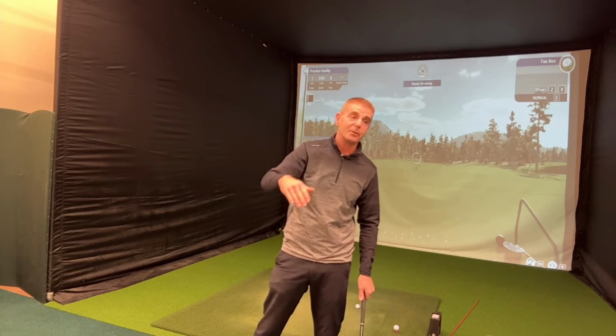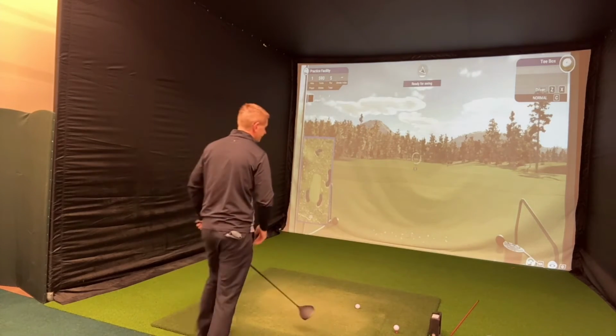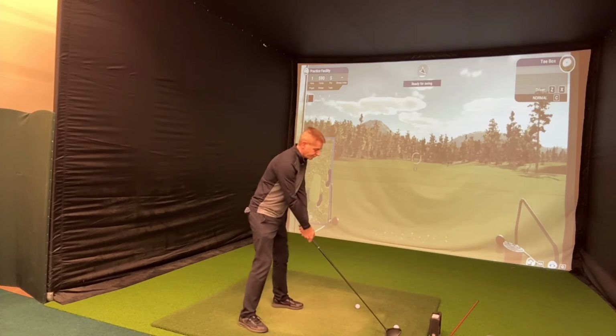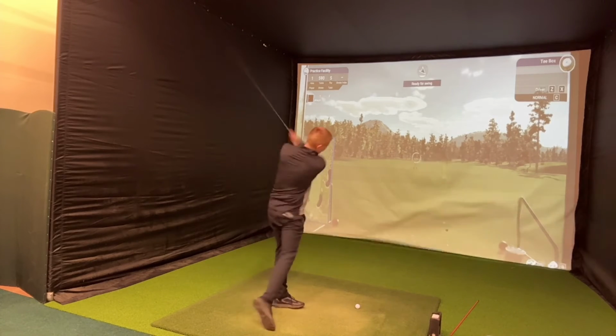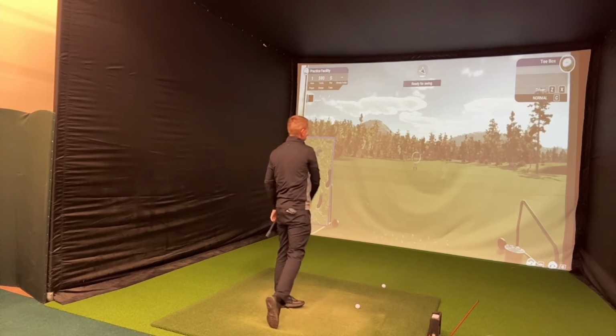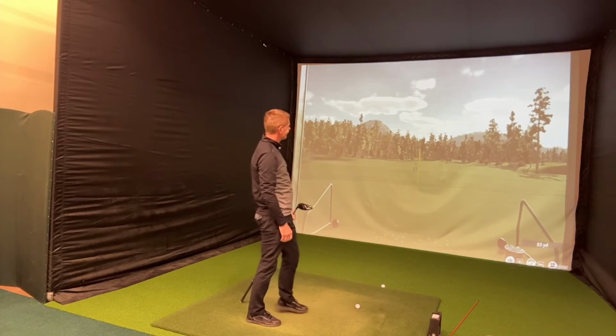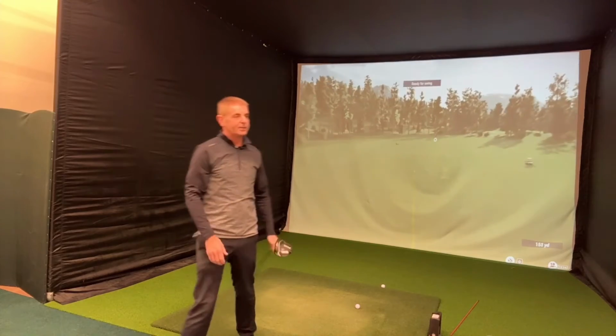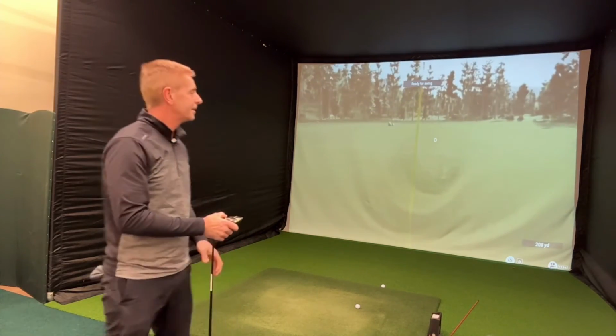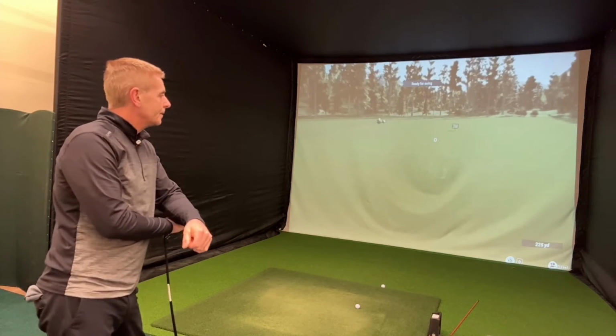I'm going to make this one go low because I'm not going to transfer weight very well. I'm going to stack up on my left side and make my downswing too steep, so my angle of attack will bomb down on the ball and probably give me a sort of low bullet. And off she goes, a good runner.